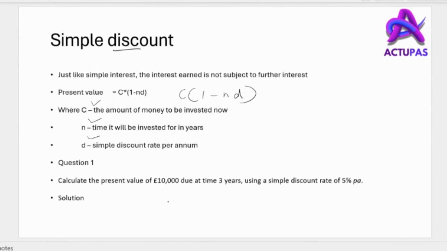We just say calculate the present value of 10,000 due at time 3 years using a simple discount rate of 5% per annum. So the solution, present value, our formula says you first say C from here. C is 10,000 times (1 minus n, which is 3 years, times d, 5%, 0.05). This becomes 8,500. So that's the present value using simple discount.